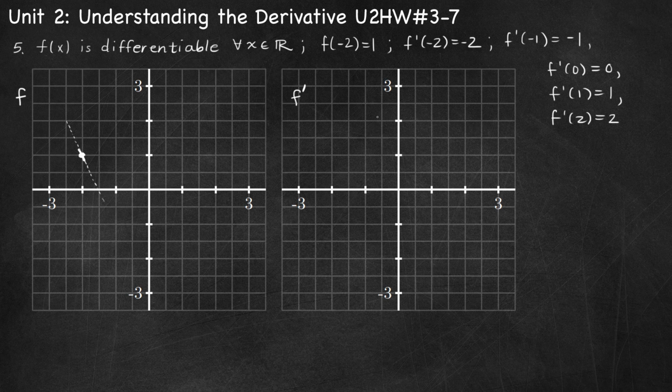So I can plot the points on the derivative graph that I'm given. f prime of -2 equals -2. So I have a point here. f prime of -1 equals -1. f prime of 0 equals 0. f prime of 1 equals 1. And f prime of 2 equals 2. So it's pretty clear from what I've drawn so far that the derivative graph is linear.